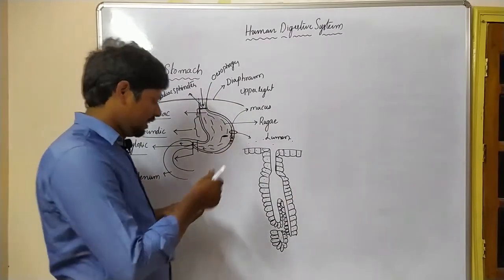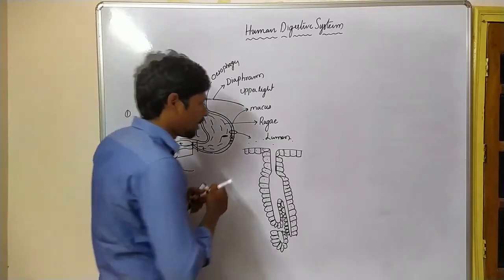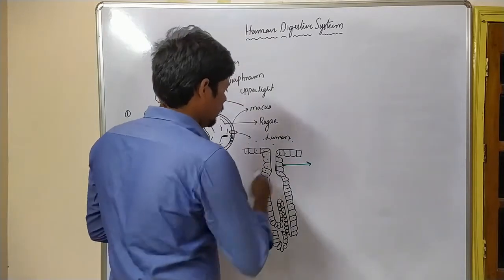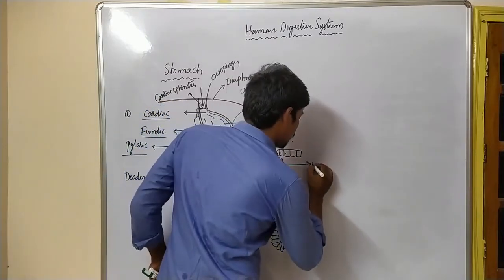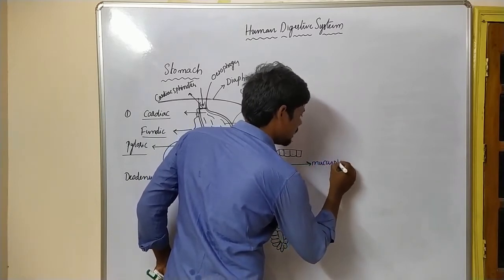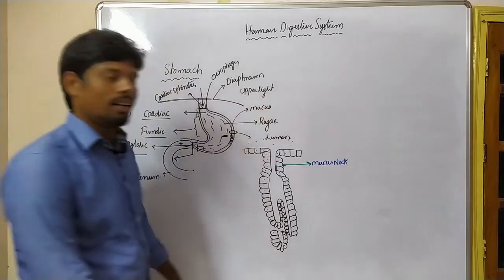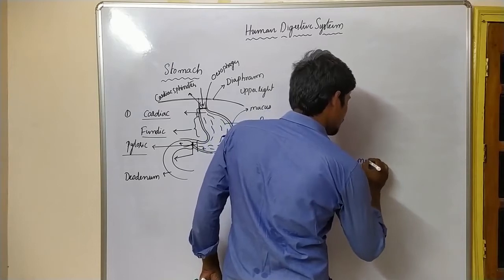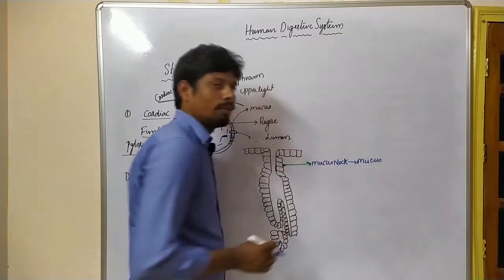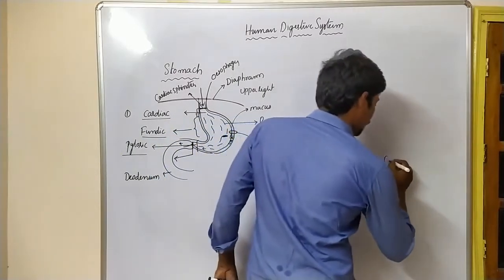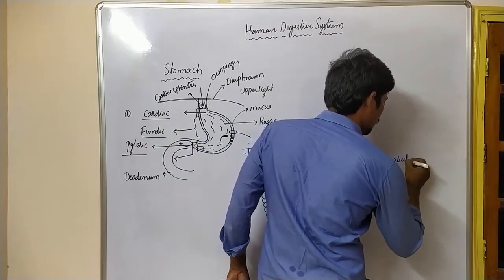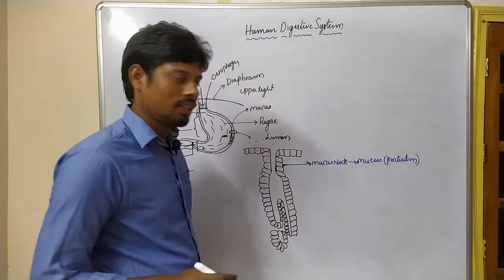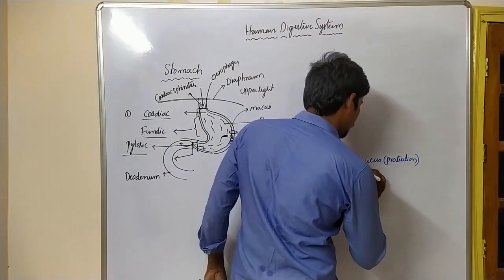And let us see, there are different kinds of cells. These cells are called mucous neck cells. Actually, mucous neck cells produce the mucus, which is essential for the protection of the stomach's internal structure, and also produce the bicarbonates.